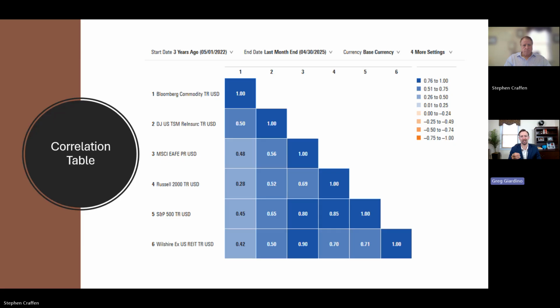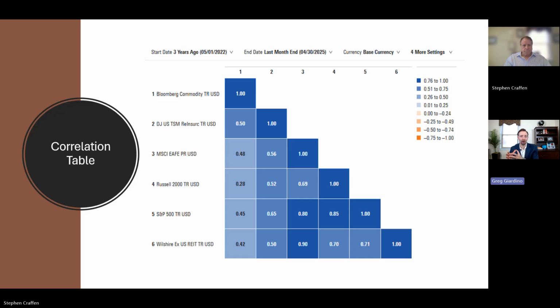So we have a correlation table looking back from May of 2022 to April of 2025 here. We could see at the top left in blue, if the correlation of the Bloomberg Commodities Index is a 1, we could see how uncorrelated it is to different asset classes.